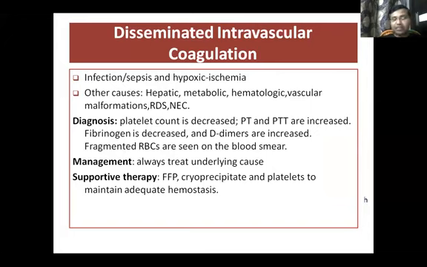Diagnosis: platelets are decreased, PT and aPTT prolonged, fibrinogen decreased, D-dimer increased. On peripheral smear study, there are fragmented RBCs. Management: aggressive treatment of the underlying cause, supportive care, and transfusion of plasma, cryoprecipitate and platelets to maintain adequate hemostasis.